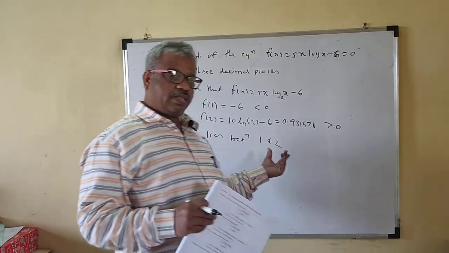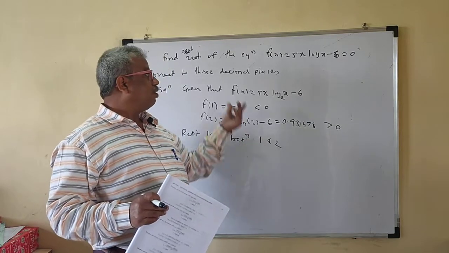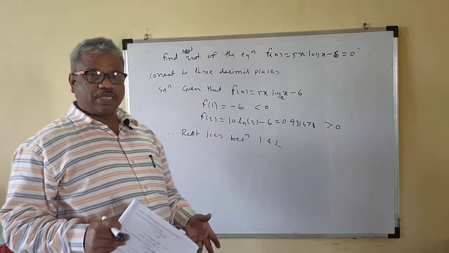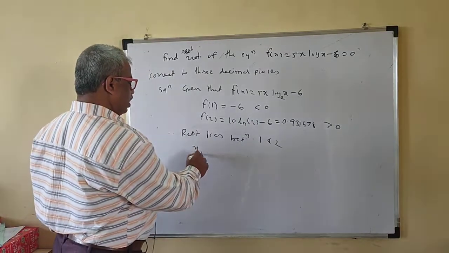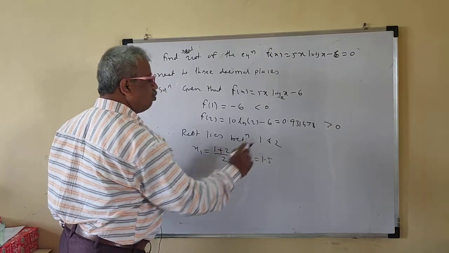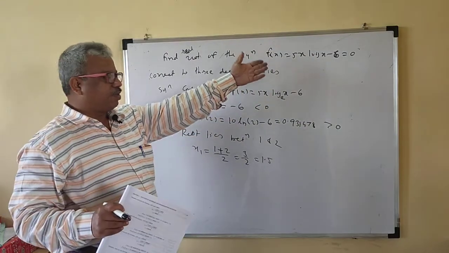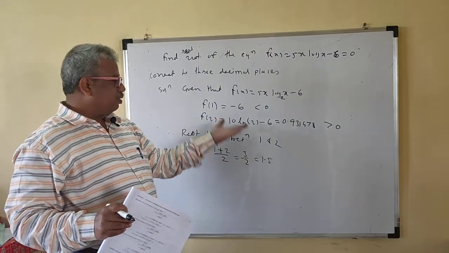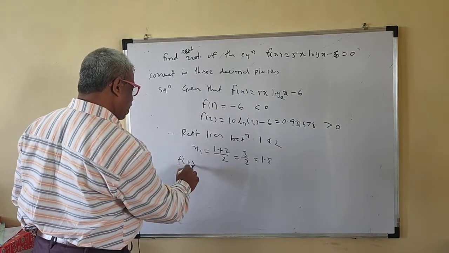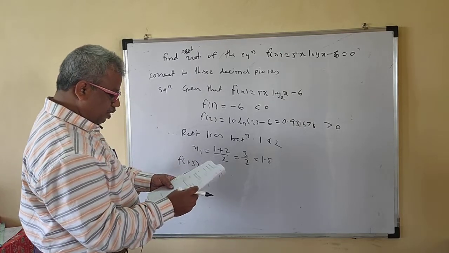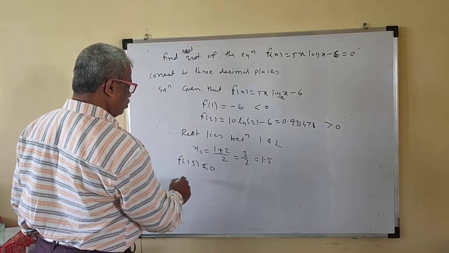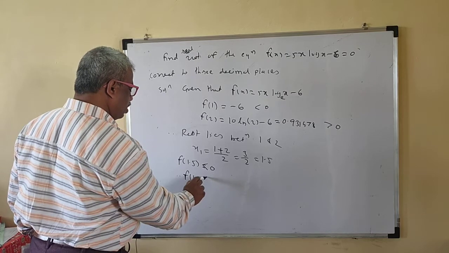Now you have to find the approximate correct root of this equation, so you have to do the iteration. Just as in the bisection method, your x1 is 1 plus 2 upon 2, that is 3 upon 2, which is 1.5. Just find f of 1.5 and check whether this is positive or negative. From my calculation, f of 1.5 is less than 0.